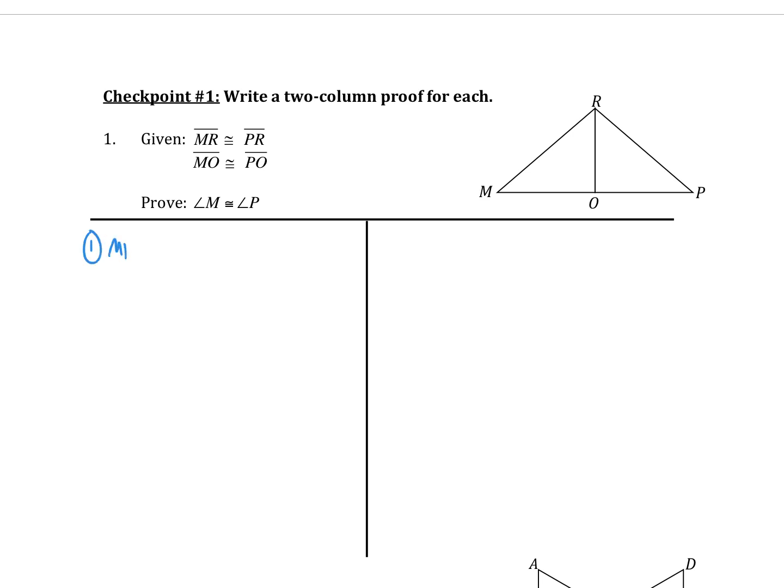So we have MR is congruent to PR, and we have MO is congruent to PO. The reason for that is given. Any definitions here? No. Let's actually mark what we have here. We have MR and PR, and we have MO and PO. All right, so no definitions.